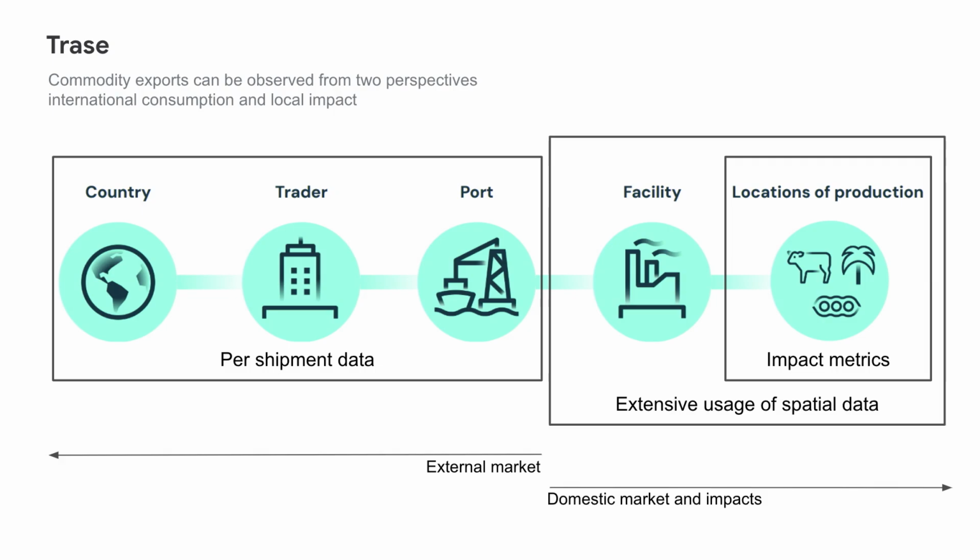And that's the beautiful part where spatial data is extremely important, not only for us to know what is the impact of this commodity production, but also to know where is located the first point of aggregation of the commodity. This is what we call the facilities or logistic hubs.